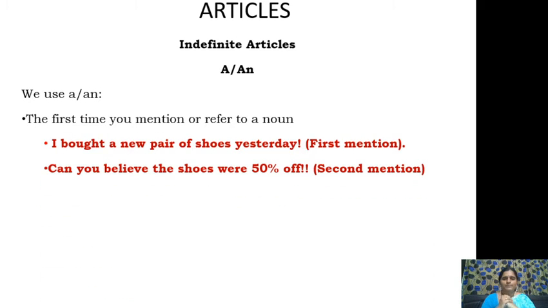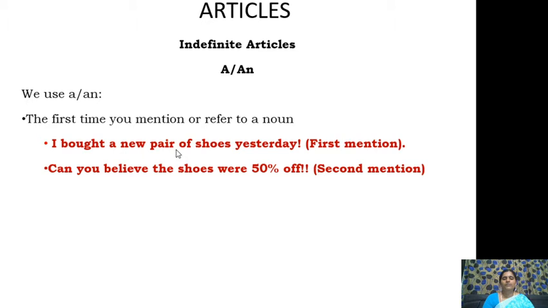See this example. I bought a pair of shoes yesterday. A pair of shoes, a new pair of shoes. This is the first time that I'm referring to my shoes, so I've used a before the noun. Can you believe the shoes were 50% off? Here I'm referring to the same shoes, and I have added one more statement. That means I'm referring to these shoes for the second time in this context, so I have used the before that.